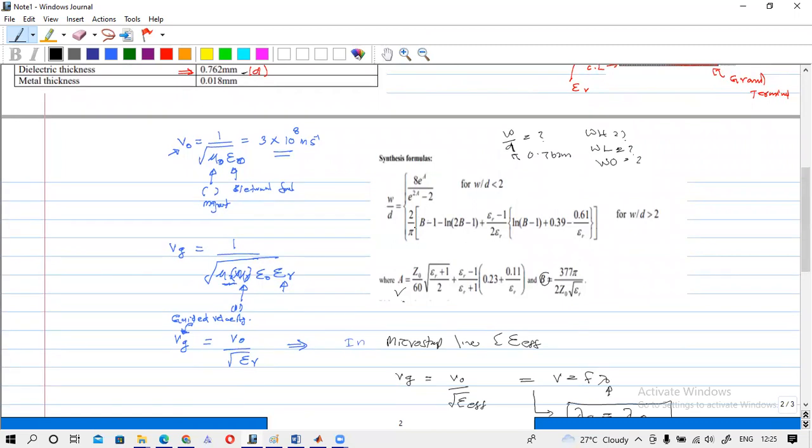You can also note that we are given two separate equations for separate conditions. After calculating the A and B values, we still don't know whether the W divided by D value will be less than 2 or greater than 2. So what we have to do is first substitute the A value here and check whether W by D is greater than 2 or less than 2. If it is less than 2, you can use that value, and since you know D, you can calculate W.